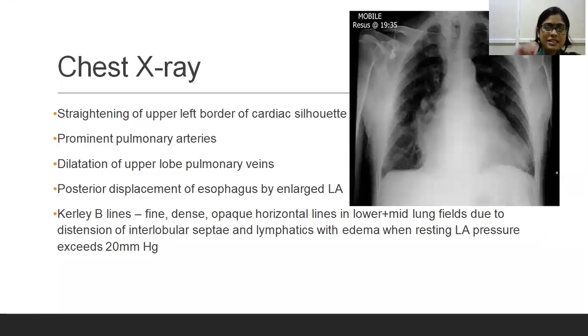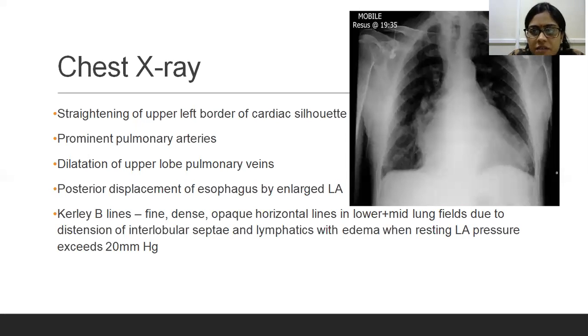Then in your chest X-ray, you'll see quite a few features. First of all, because of left atrial enlargement, you'll see the straightening of the upper left border of the heart, of the cardiac silhouette. Then you can see prominent pulmonary arteries. You'll see your obliteration of the pulmonary bay over here. You can also see prominent pulmonary veins in the upper lobe. Posterior displacement of esophagus due to the enlargement of left atrium. This you can't make out on PA view. You have to do a lateral view X-ray.